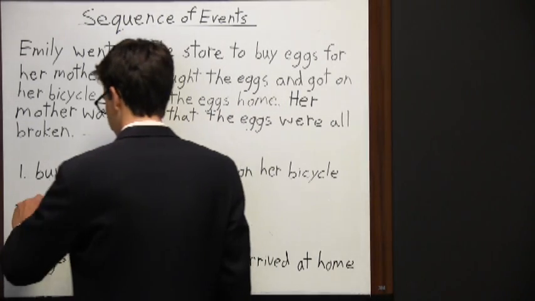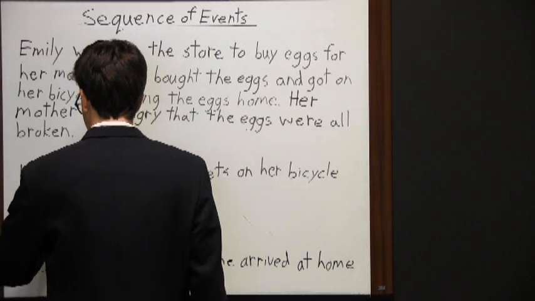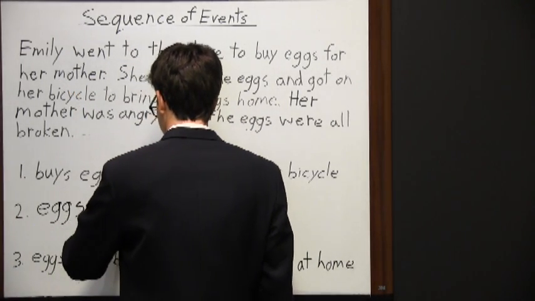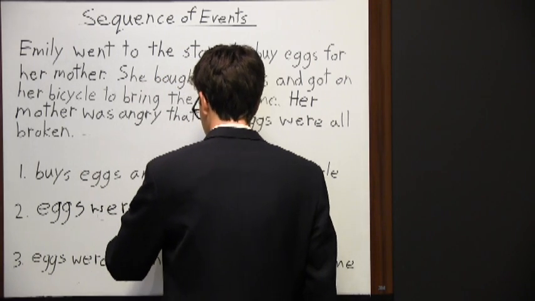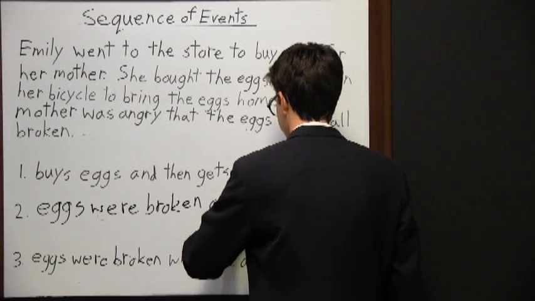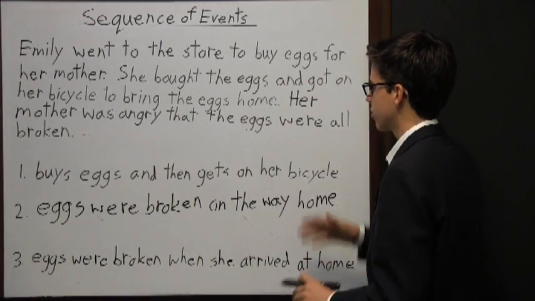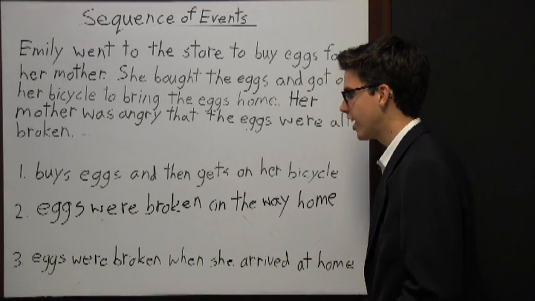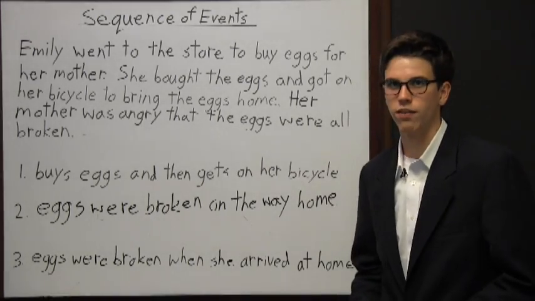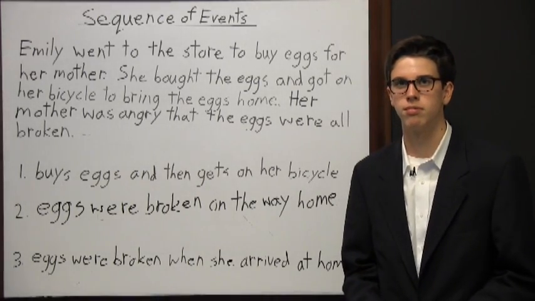So for point number 2, we're going to keep it kind of general and just say the eggs were broken on the way home. So in this case, we just have to look at the story, evaluate the context of it, and then just make a logical conclusion for what we think happened.